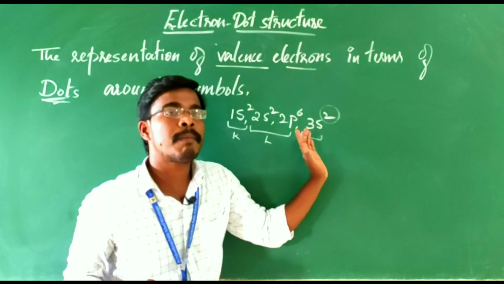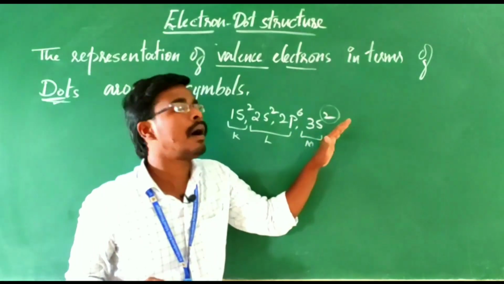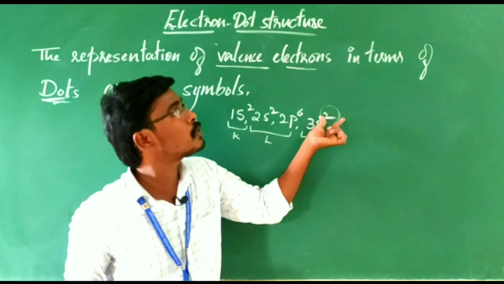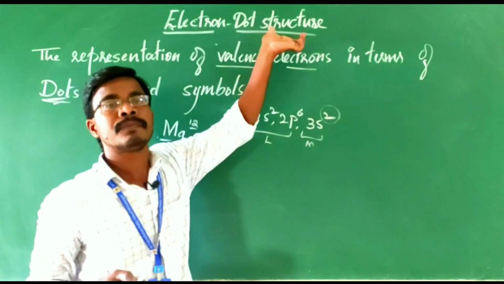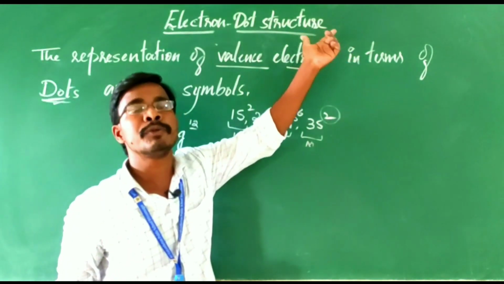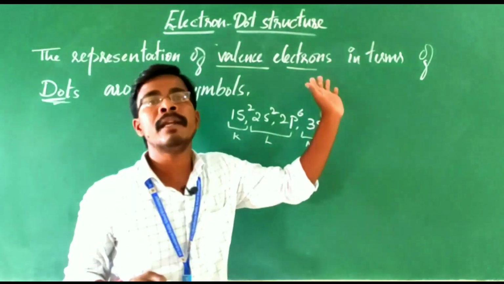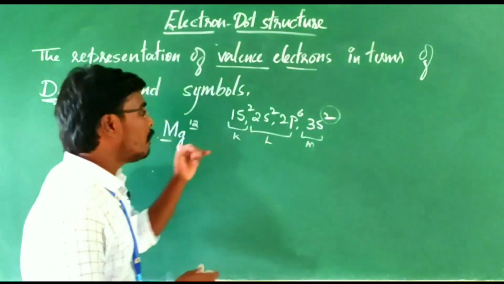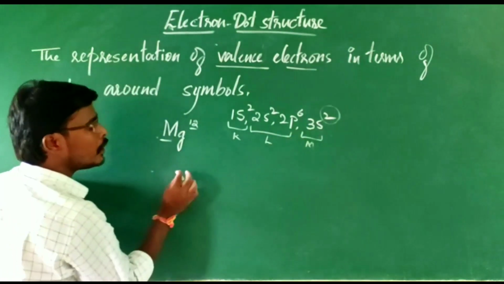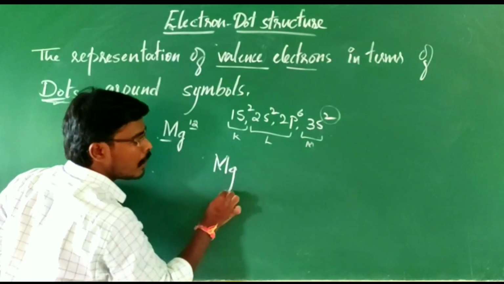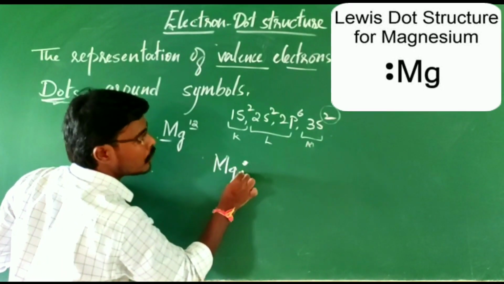The electrons which are present in the outermost shell of an element are called valence electrons, and these valence electrons are used to denote the electron dot structure, which is useful to identify the type of bond which takes place between any element combination. For example, how many dots are there? 2 dots or 2 electrons. So write the symbol of magnesium with those 2 dots around it.